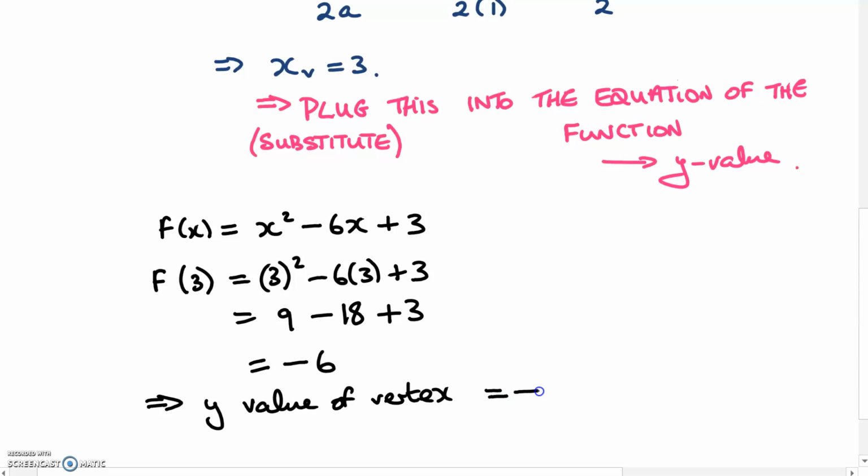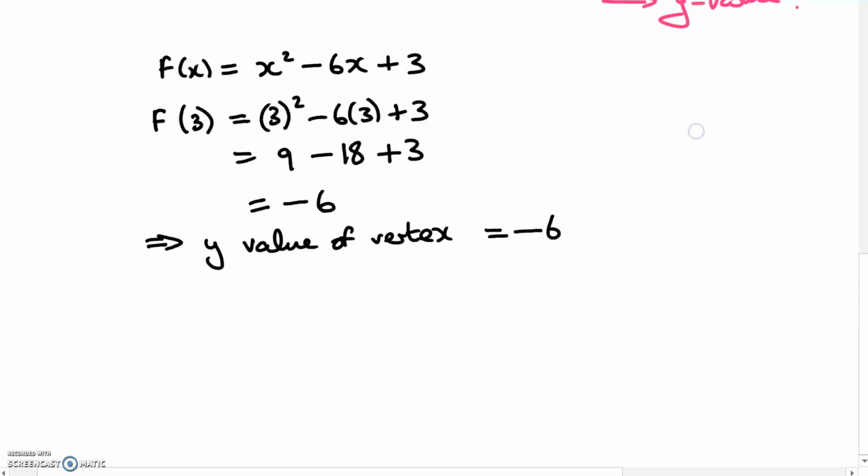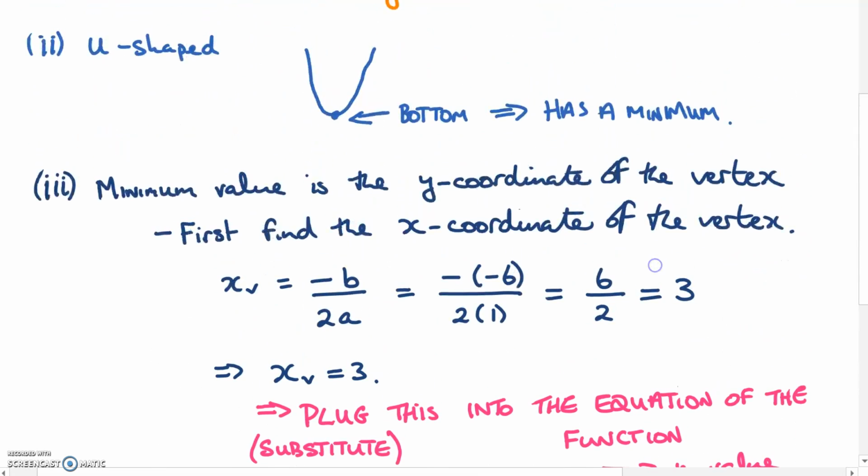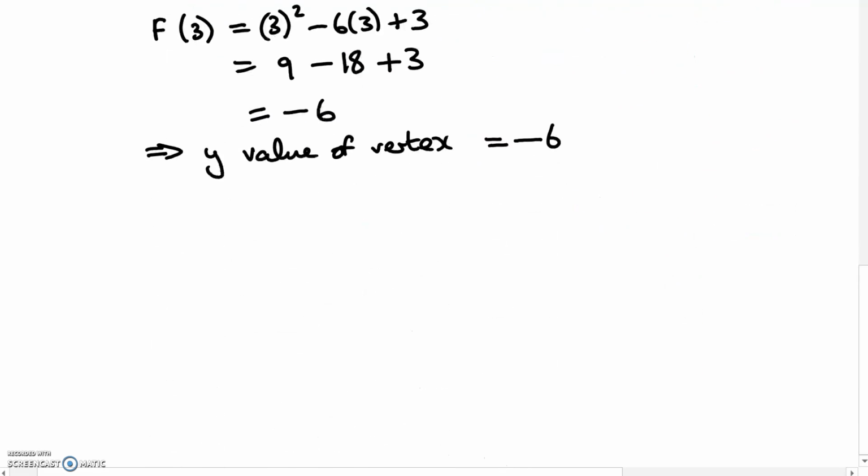Is equal to minus 6. So that is going to be, what did we say? We said it would be a maximum or a minimum? We said it would be a minimum. So the minimum value of this function is negative 6.